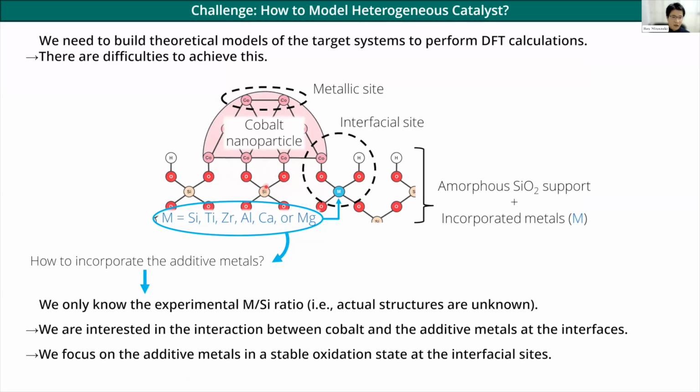And then the remaining question is, how to incorporate the additive metal to represent the difference of the support material. But the problem is we only know the experimental metal silicon ratio. That means the actual structures are unknown. Then we need to focus on a specific point of the catalyst. Now we are interested in the interaction between cobalt and additive metals at the interfaces. Then I decided to focus on the additive metals in the stable oxidation state at the interface site.